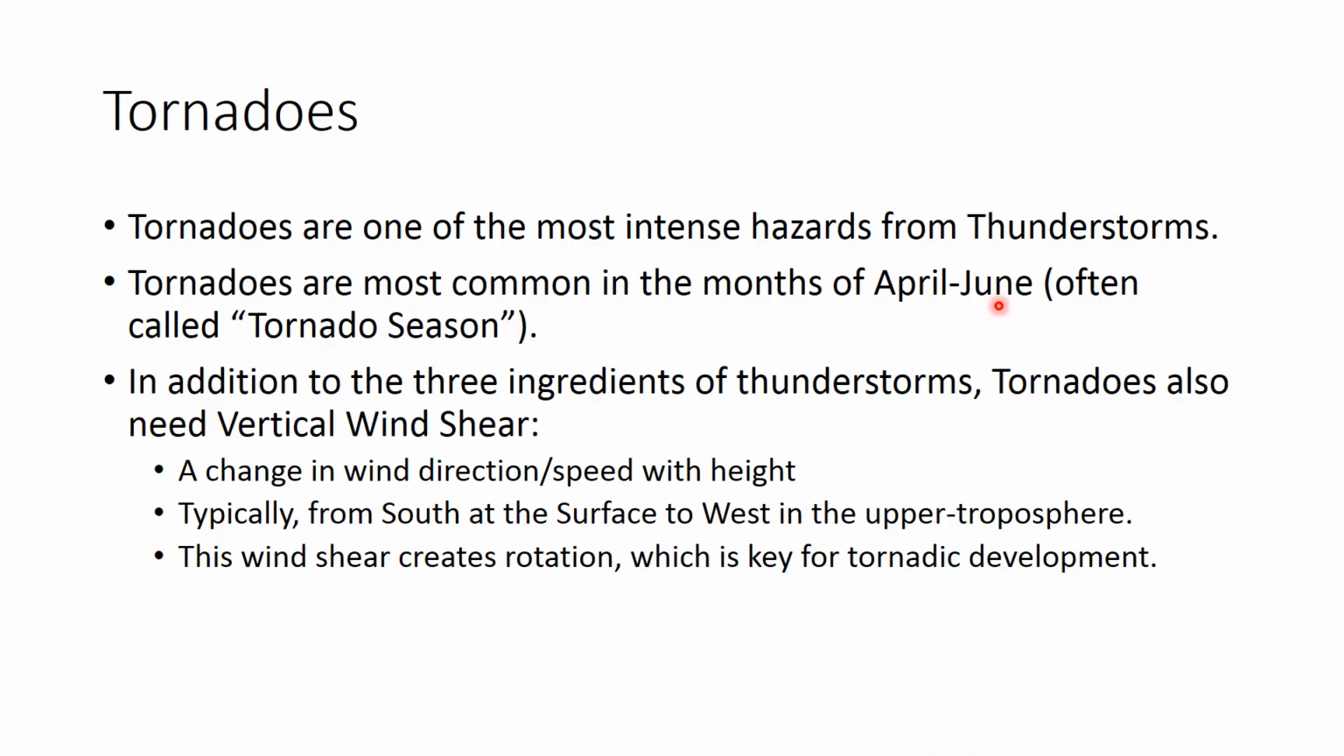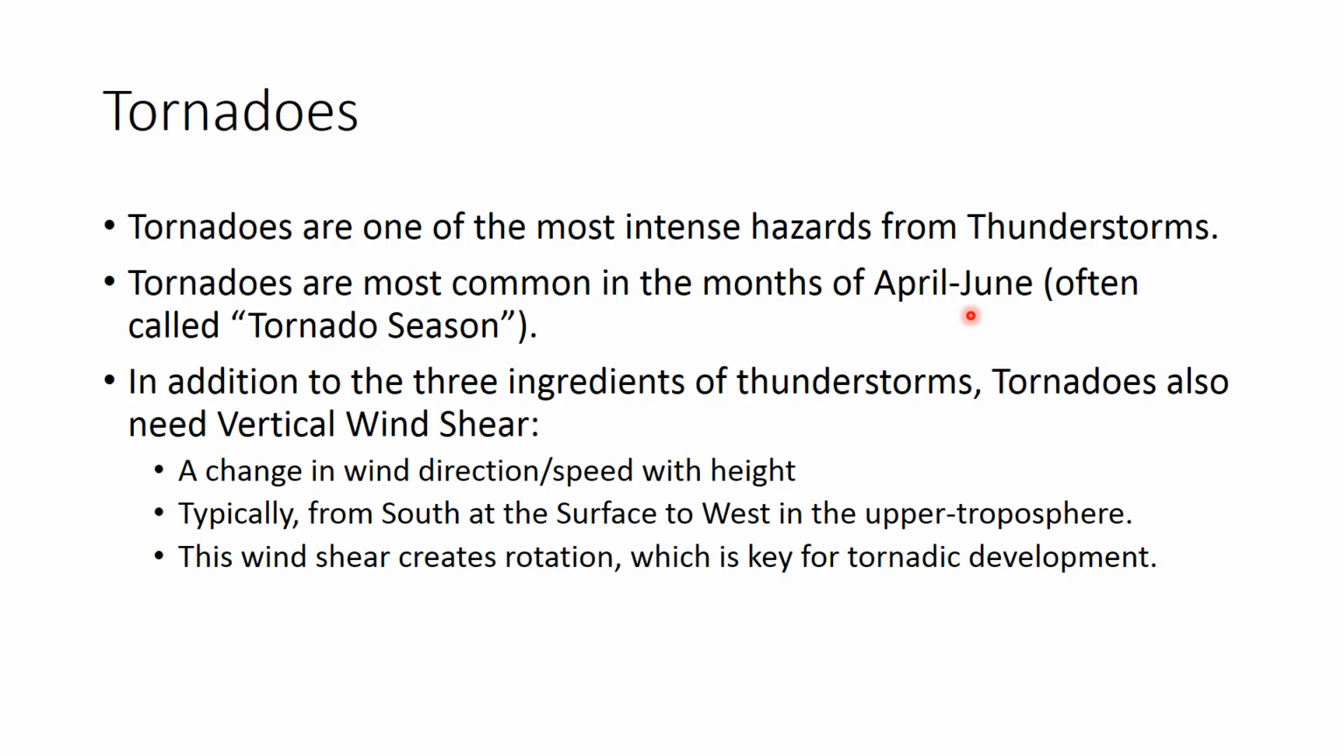One of the big hazards, so now we're actually going to switch over to 11B. One of the big hazards present in thunderstorms is tornadoes. And tornadoes are, in fact, I'd even say, the most intense hazards from thunderstorms. They could be over a mile wide, with wind speeds in excess of 200 miles an hour. They can cause some tremendous damage. Now, most tornadoes occur in the months of April through June. And this is what we call tornado season.